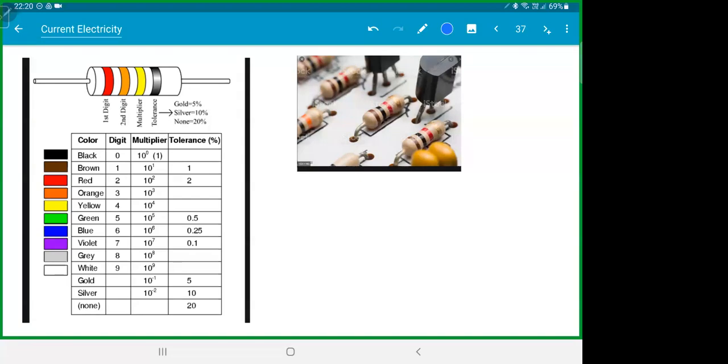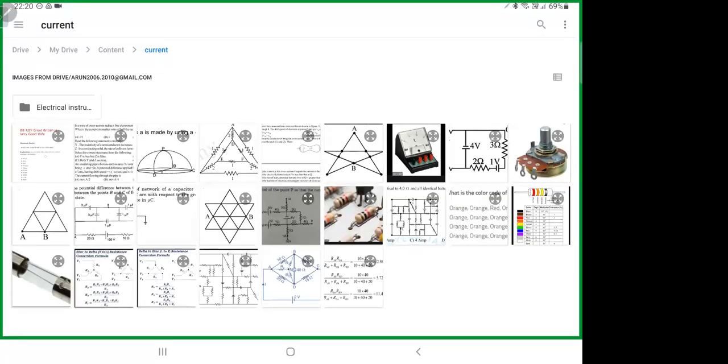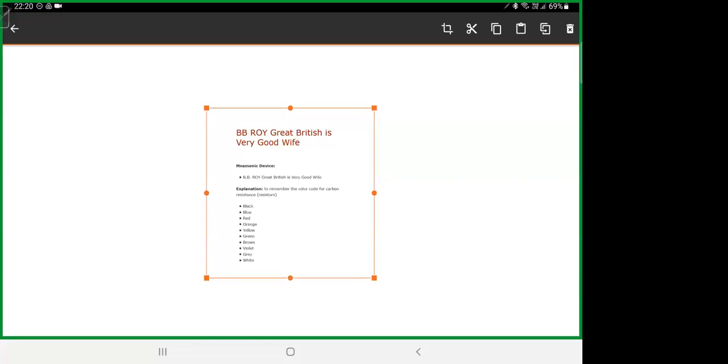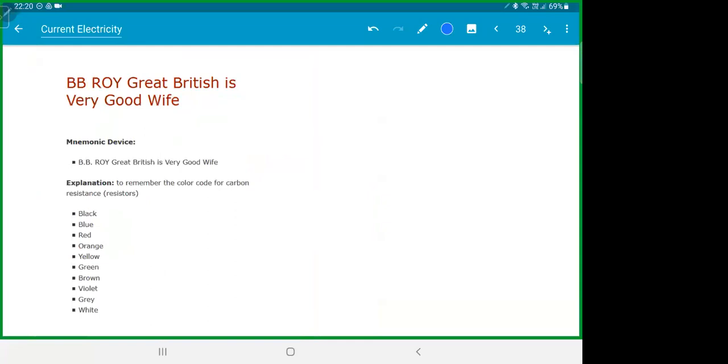So the logic here is, if you take a resistor, each color denotes a number. See, black digit is 0, brown is 1, red is 2, orange is 3, and so on. How to remember this? There is some mnemonic actually. BB Roy, Great Britain, is a very good one. I don't know what BB that is. So there are different ways you can remember this. This is one of the mnemonics.